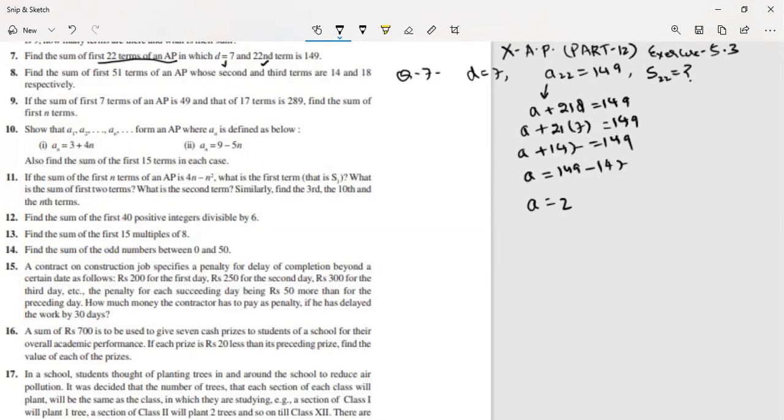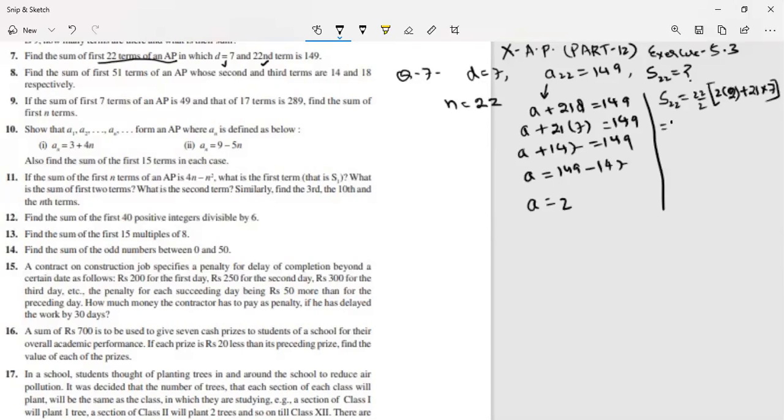So now we have A and D both, and N is also given, 22 terms. So A, N and D are known, and therefore we can find the value of S22. That is equal to N by 2, 2A plus N minus 1 into D. A is 2, N is 22, so 22 minus 1 is 21, into D which is 7.